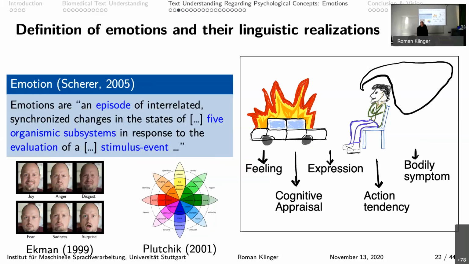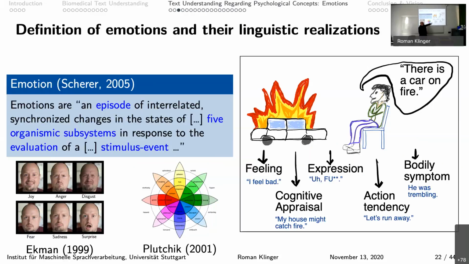So what could this look like? The person could just say, I feel bad, in a social media post. That would be using the subjective feeling. There could be a cognitive appraisal. It could be an expression. The person could describe an action tendency, or a novel author could describe bodily symptoms. Or the person just describes the event. There is a car on fire, and we all know that when a car is on fire, we should be afraid. So it's not necessary to describe in more detail what emotion the person feels, because the person assumes that we agree what the emotion is.